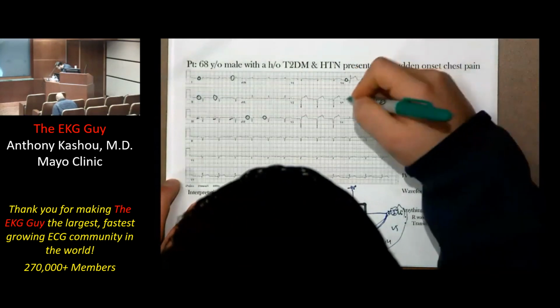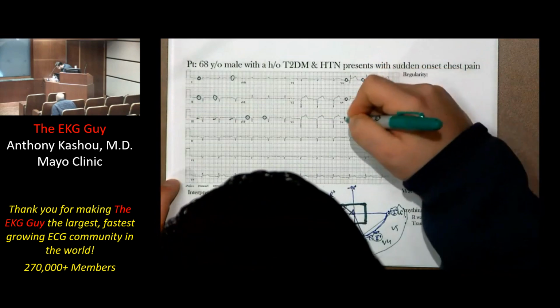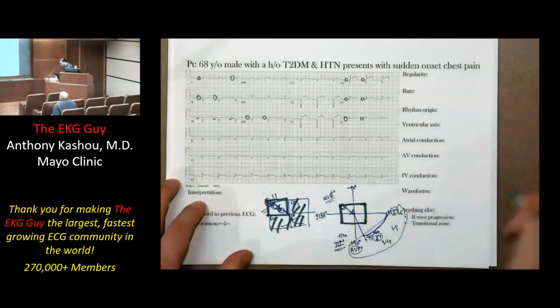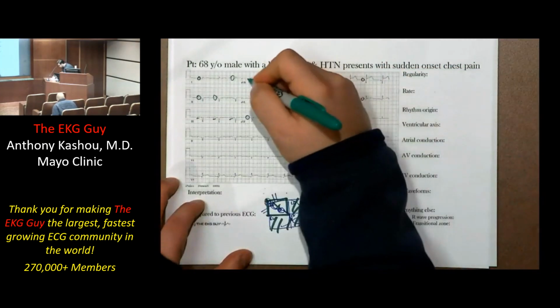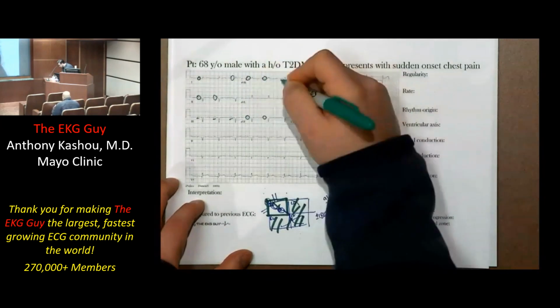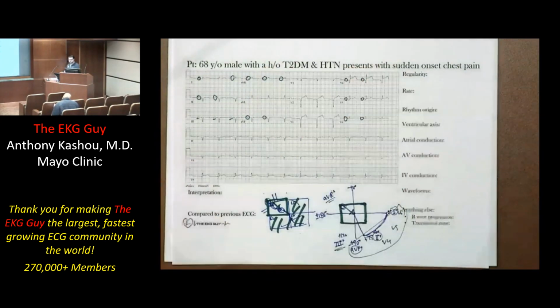Again, a little hard to make out in that. V5, a little more evident, and then V6, okay? And then in AVR, they should be negative. So here's AVR, negative P waves, okay? A little hard to see because those are smaller complexes, but they're there, okay?